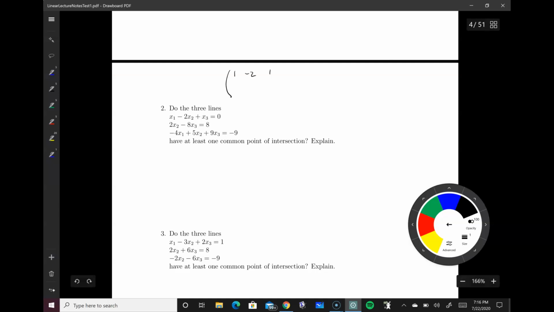1, negative 2, 1, 0. Be incredibly neat because you've got to keep the columns in order too. So there's no x1 terms. You have to put a 0, a 2, a negative 8, and an 8. Negative 4, a 5, a 9, and a negative 9.